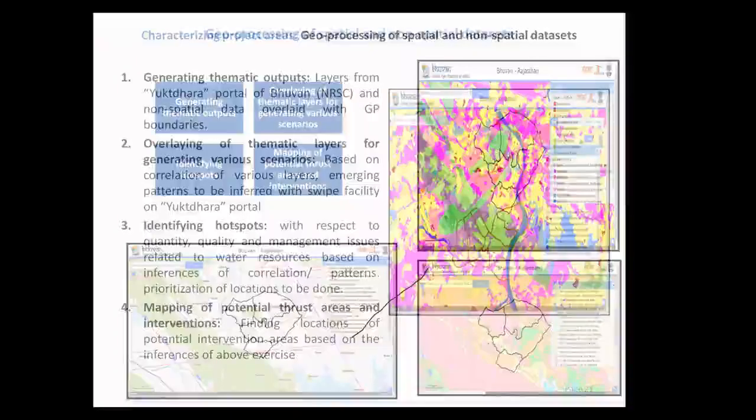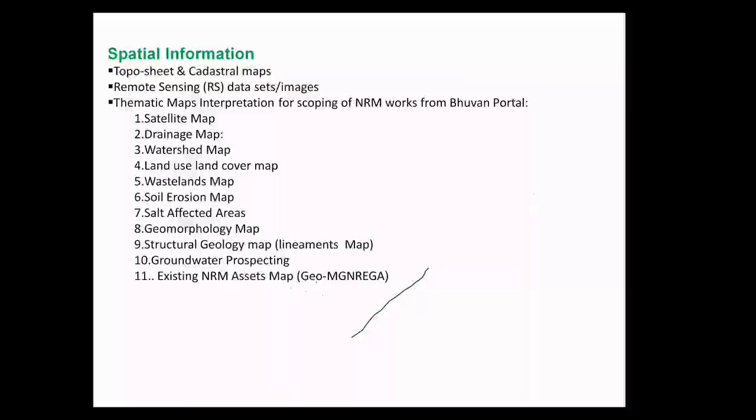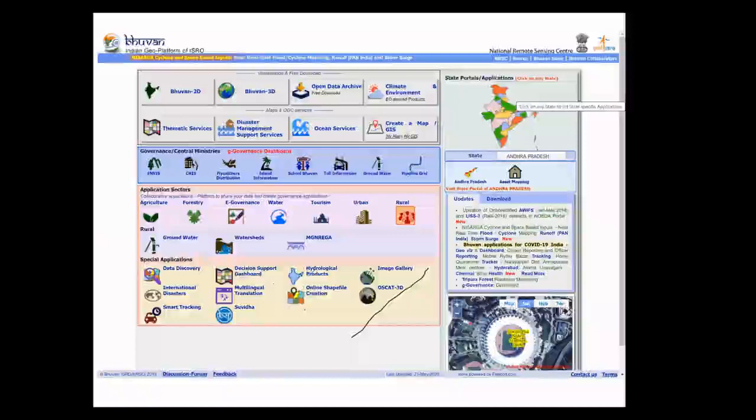These are the important spatial information data they use for each Gram Panchayat. It starts from watershed, land use, wasteland, soil erosion, salt affected areas, geomorphology, geology, lineaments, groundwater prospects, and everything. How do you get these maps? You all know Bhuvan. Bhuvan is a portal hosted by ISRO NRSC. They have a huge amount of GIS and remote sensing data. This particular project extensively uses all this remote sensing and GIS data, all thematic layers.